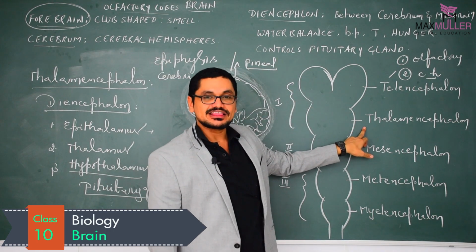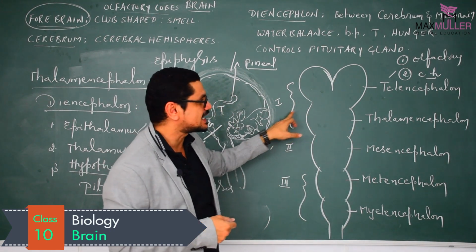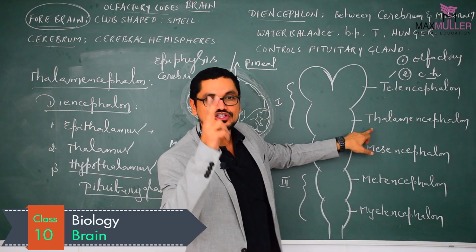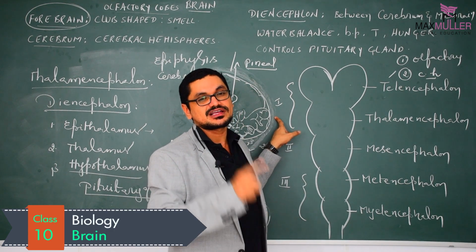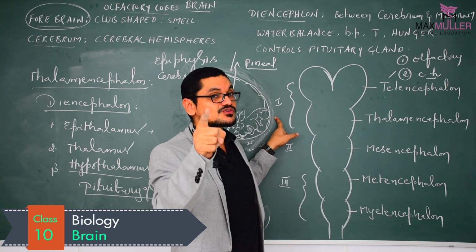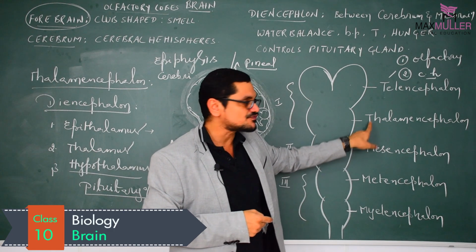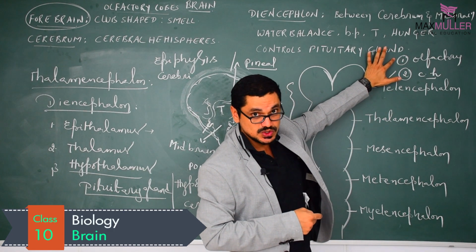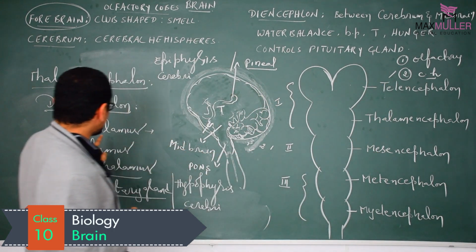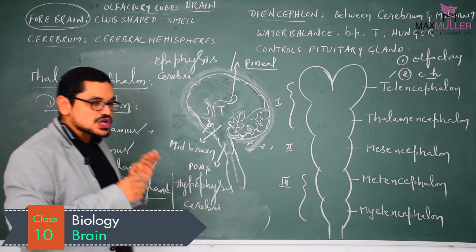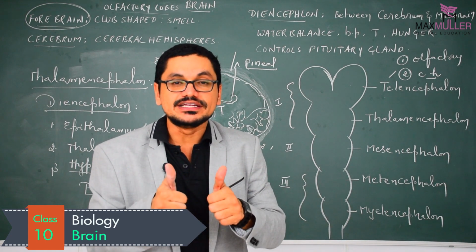So my dear students, thalamencephalon is the last part of the first part of the brain, which is nothing but the forebrain. Telencephalon and thalamencephalon are the two portions which come under the first part of the brain. So the forebrain or prosencephalon includes telencephalon and thalamencephalon. Telencephalon includes olfactory lobes and cerebral hemispheres, and thalamencephalon includes epithalamus, thalamus and hypothalamus. So now with this I finish the first part of the brain called forebrain.